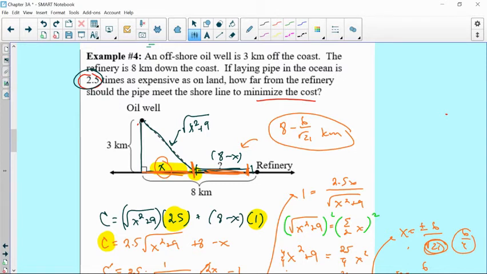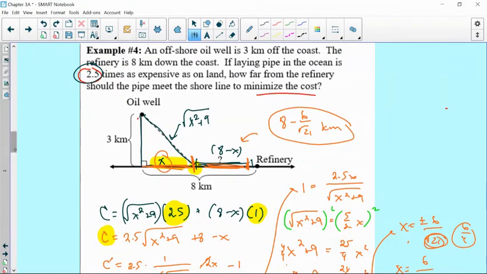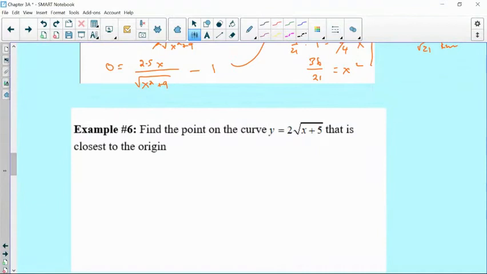So, okay. Now, let's do another one. This one deals with distance as well. It says, find the point on this curve that is closest to the origin. So if I look at this graph, not that you have to actually know how to graph it, but it helps in terms of visualizing what's happening. It's shifted to the left 5.